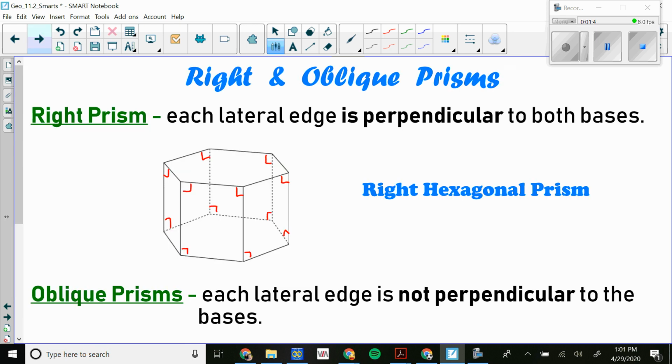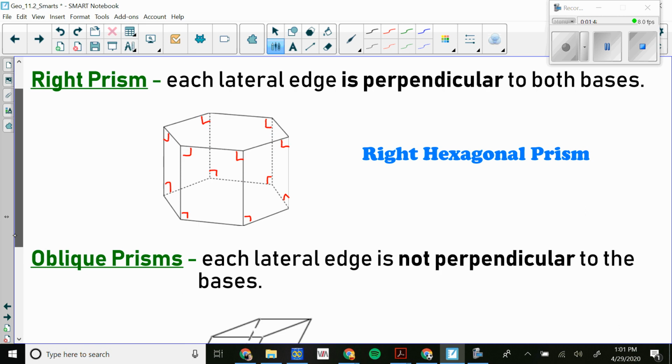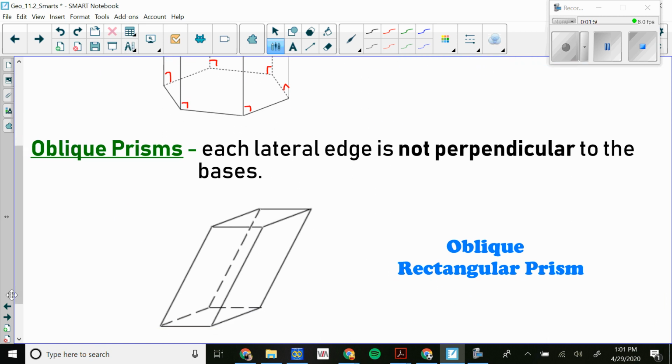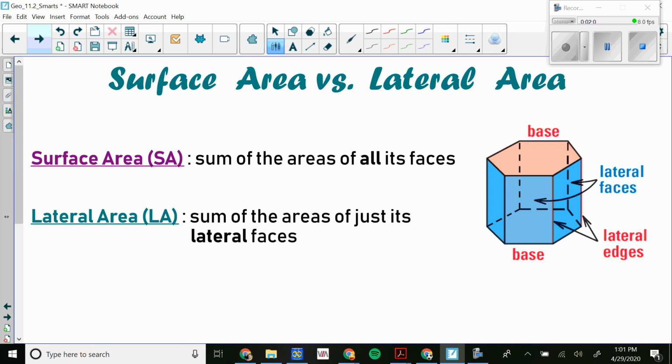A right prism is one where each lateral edge is perpendicular to both bases. So you can see I drew in the right angles there. And then an oblique prism, this one, they're not right angles. This is not a right angle right there, and neither is this. So I cannot put those in. That's oblique, an oblique prism.